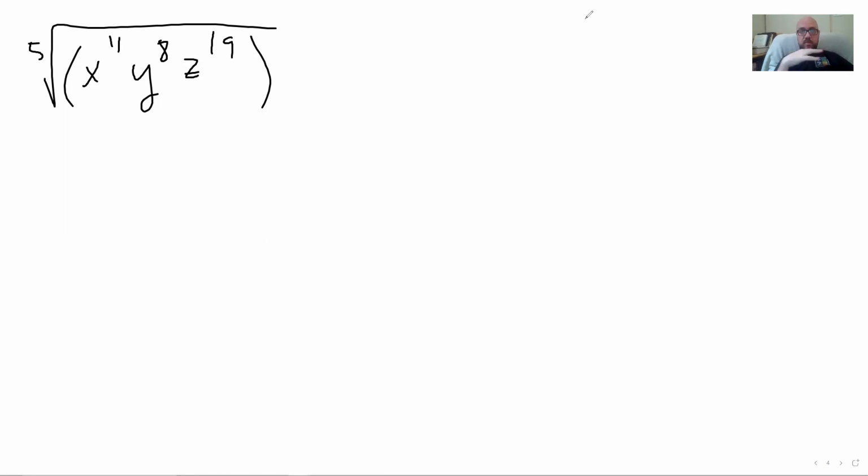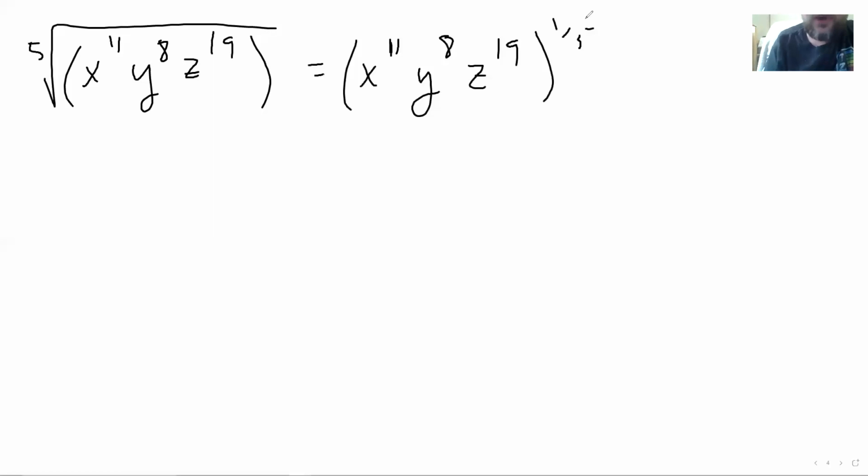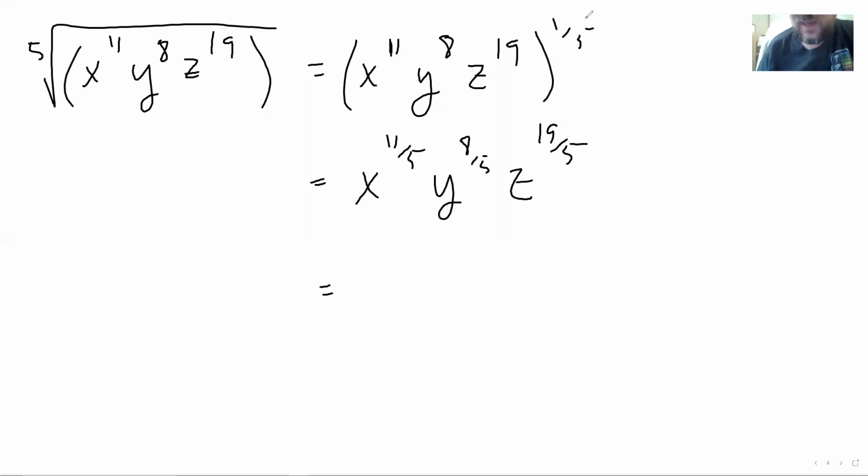The way I do it in my mind is this, and that is to think of this as x to the 11, y to the 8, z to the 19, all to the 1/5, and then turn all these things into fractions. So x to the 11 over 5, y to the 8 over 5, z to the 19 over 5. And I don't leave them like that. I make them mixed numbers. And the reason I make them mixed numbers is this. Okay, so what is that, 3 4/5?